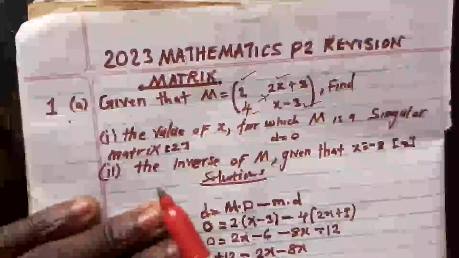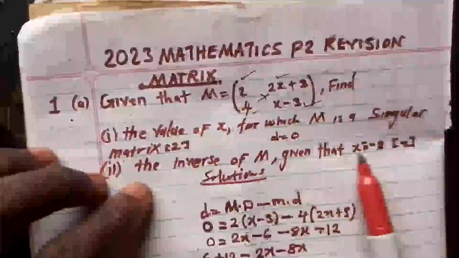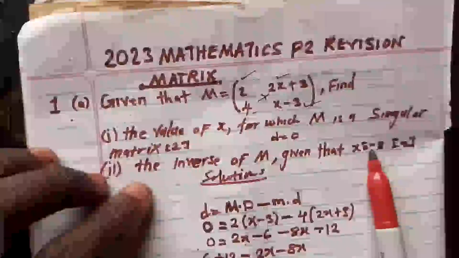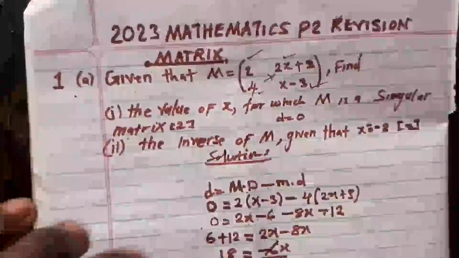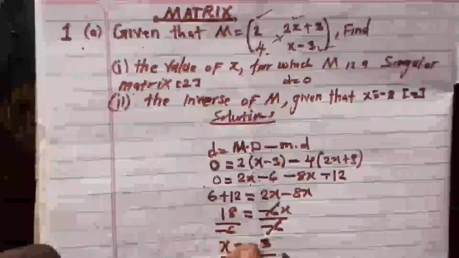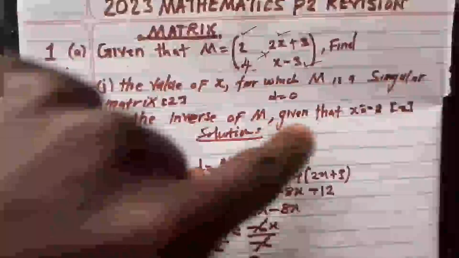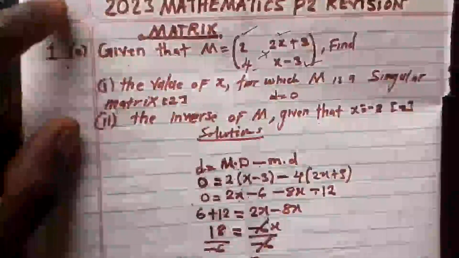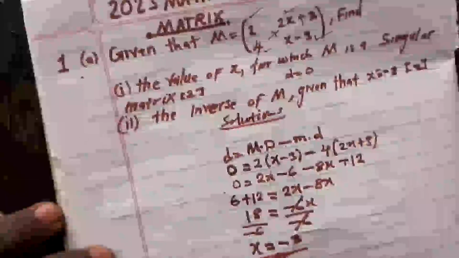Now, in this case here, they are saying we need to find the inverse of m, given that x is equal to negative 2. So in this part, since we know that the value of x here is negative 3, we are not going to replace the negative 3 in the matrix here, but we are going to use negative 2 that we have been given. Okay, I hope you have understood on this part here.